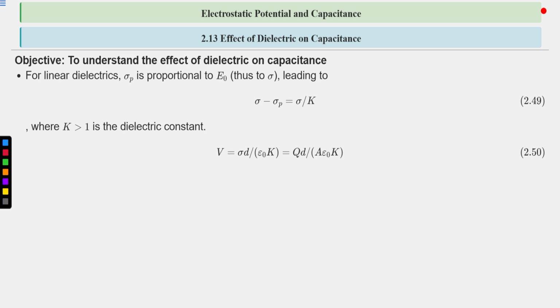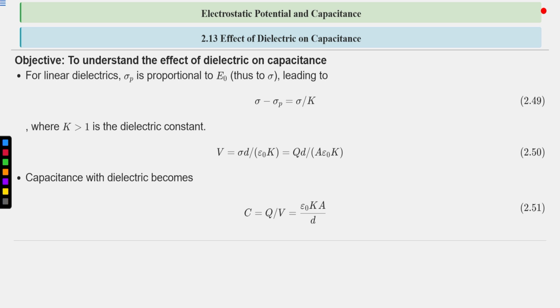So what will it become? Q d upon a epsilon naught K. This is the value of potential here. Now, what is this epsilon naught a upon d? Capacitance, no? Now we will put this potential to find the capacitance.